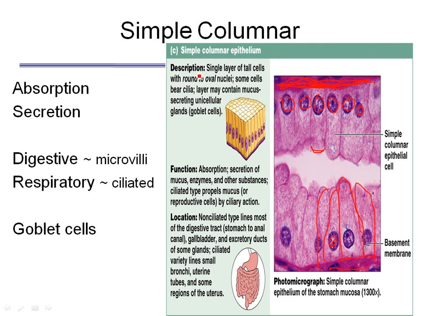You'll find it in the digestive tract, where you'll have microvilli with it, and in portions of the respiratory tract where it's ciliated. Now, you can't see on this slide, but in addition to these cells, you have special cells called goblet cells. Those cells secrete mucus.